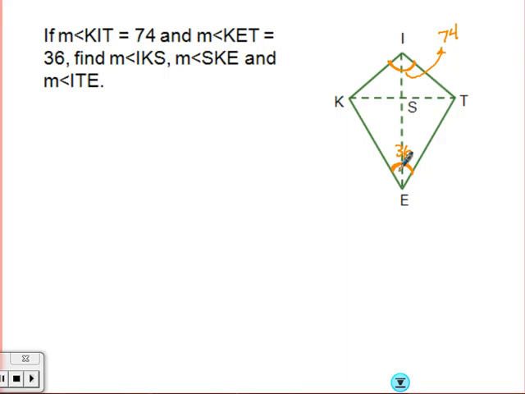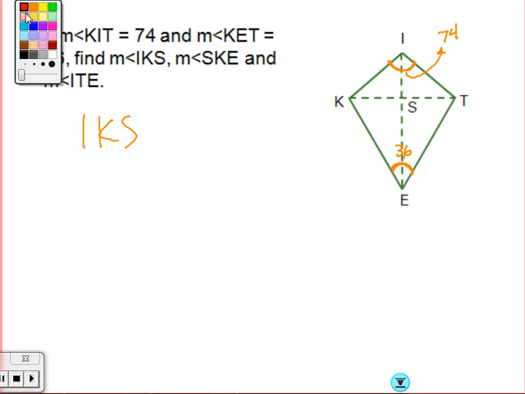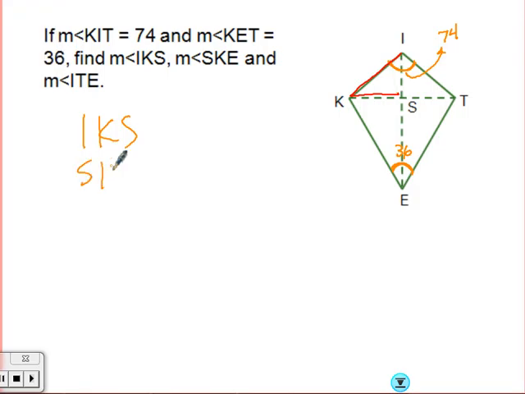We're going to find IKS, which, just to be clear, is this angle. We're going to find SKE, which is this angle, and we're going to find ITE. Okay? So the first thing I'm going to do is make sure that I understand what we're saying here, because of what we know about a kite's angles.